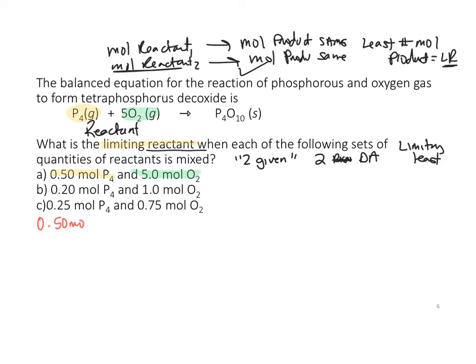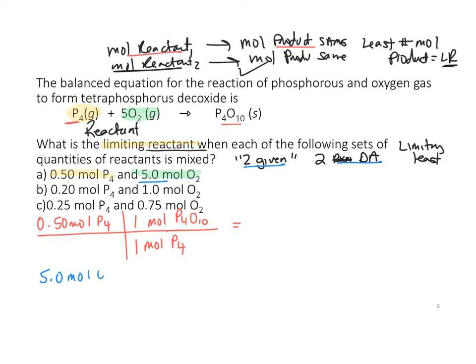0.5 mole of P4, and you want to go from mole of reactant to mole of product. So you've got to copy that down because you don't want mole of P4, you want mole of P4O10. And then you're going to do the same thing. So what's the mole ratio? 1 to 1. And then you're going to do the same thing with the other reactant because you have 2 givens, you need 2 dimensional analyses.